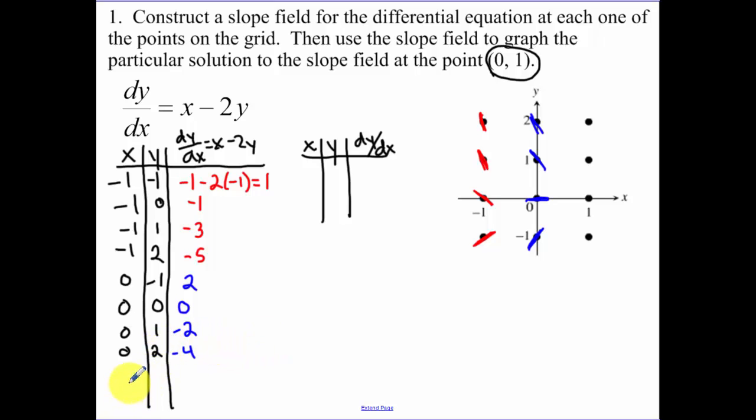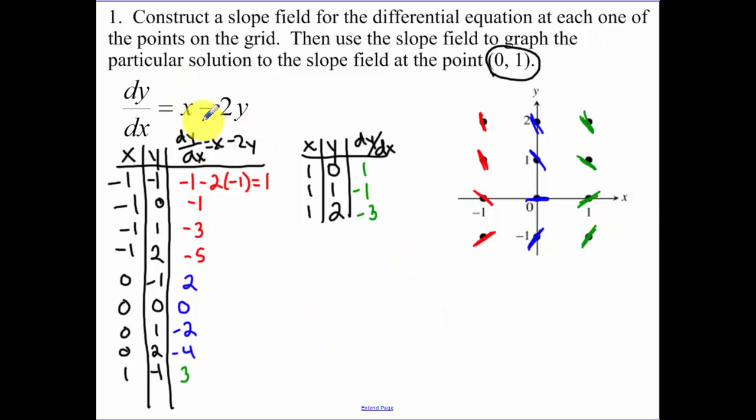Lastly, let's do our last column where x is equal to 1, y equal to negative 1. That value is going to be 3. So a fairly steep line. When I plug in 1 and 0, we get 1. So I think of that like a 45-degree angle. 1 and 1, we get a negative 1. And then when I plug in 1 and 2, we get a negative 3. Okay, so that's what our slope field looks like.